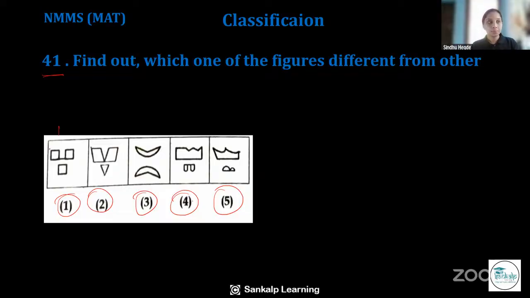Here figure 1 contains 2 squares on the upper side, and below it also contains the same shape of square. Here, this upper shape contains four sides. This is our shape 1 and shape 2. It is a 4-sided shape. But the lower one contains a 3-sided shape. It is geometrically different from the above shape.